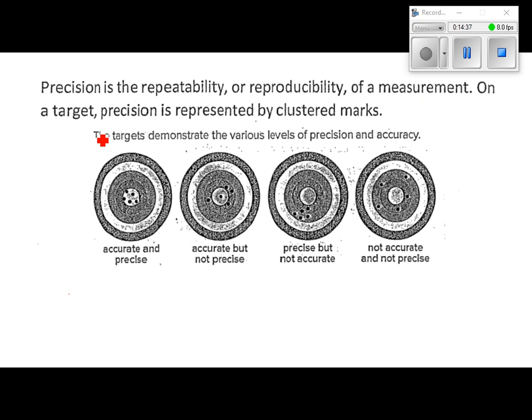So I am precise, but I'm not very accurate. All right? This one, they're all spread all over the place, so what's that tell you? Not accurate or precise. So you got to know the difference between accurate and precise. Accurate, we're getting close to where we want to be. Precise just means that everything's coming out in that one sort of area.